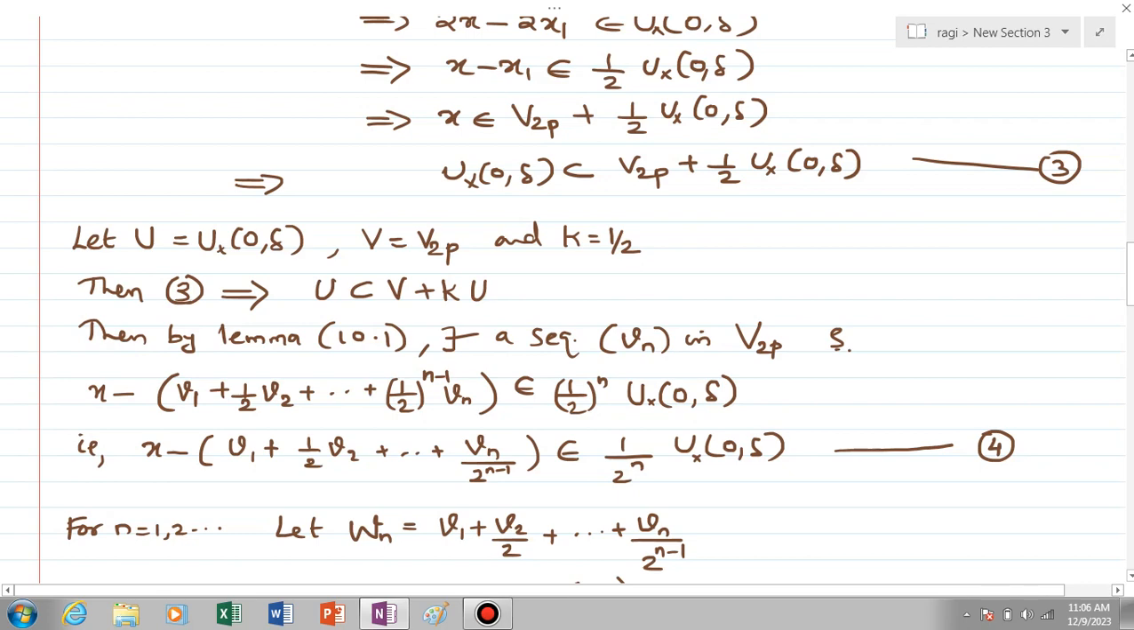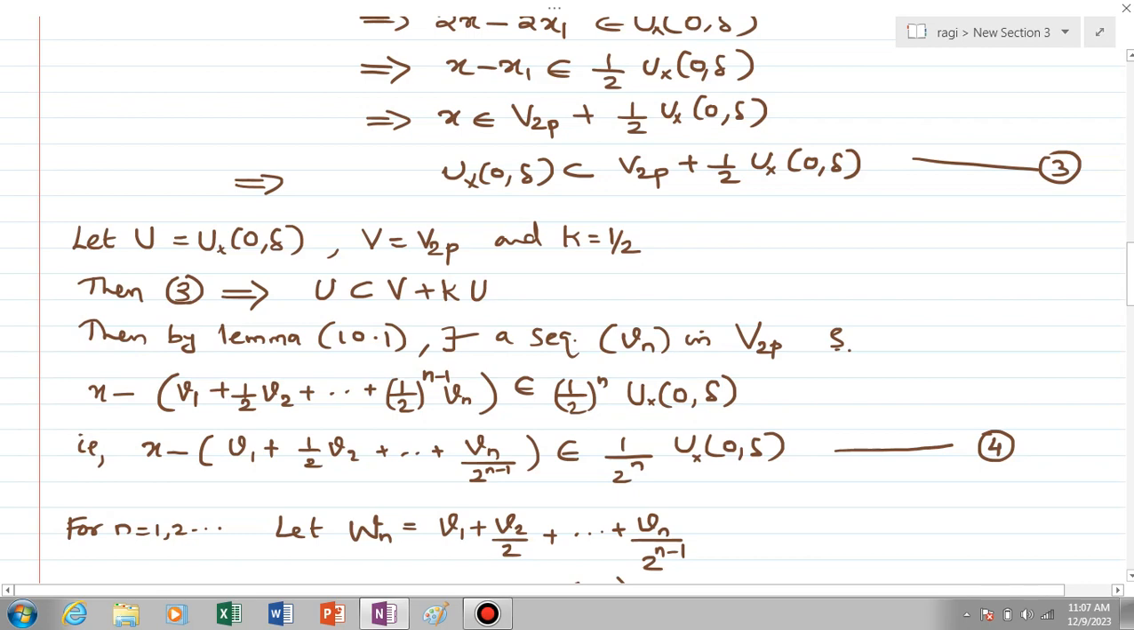Then we can use Lemma 10.1 that there exists a sequence Vn in V2p such that x minus (V1 plus 1 by 2 V2 plus etc. plus 1 by 2 raised to n minus 1 Vn) is an element of 1 by 2 raised to n times U(0, delta). That is, x minus (V1 plus V2 by 2 plus etc. plus Vn by 2 raised to n minus 1) is an element of 1 by 2 raised to n U(0, delta). Let it be equation number 4. We will define Wn for n equal to 1, 2, 3, etc. to be the term which is in the brackets.